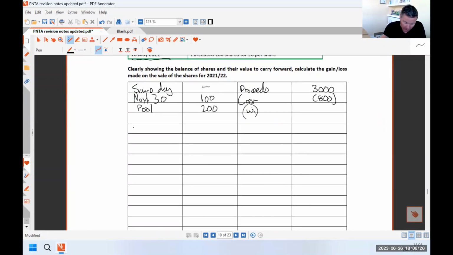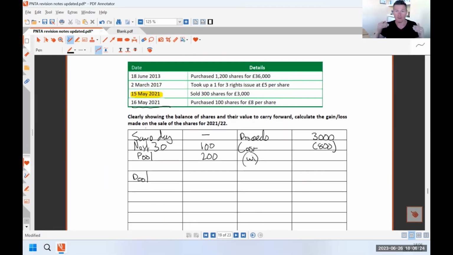So from the pool, we need to work through here. So remember, you can never take too many subtotals with this one. So you've got the number of shares and the cost. Now, that's all we really need for a share pool. And obviously the date on the left-hand side. So we've got June 13. So purchased 1,200 shares at a cost of £36,000.